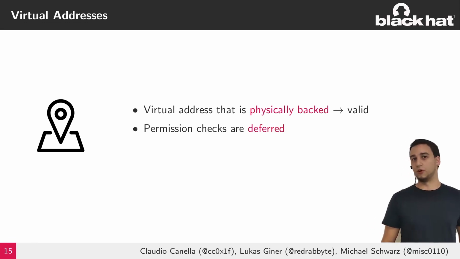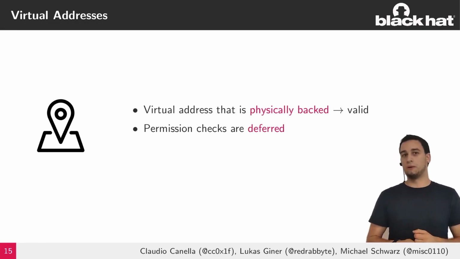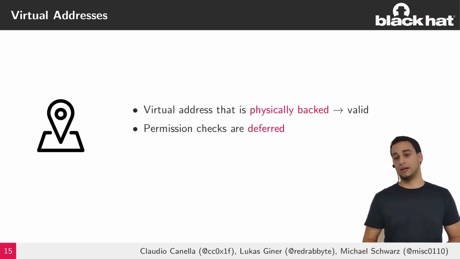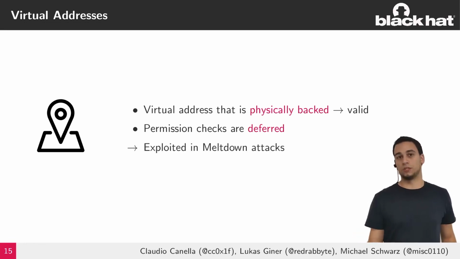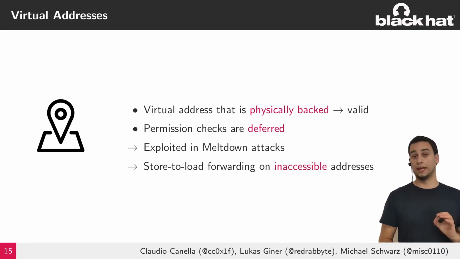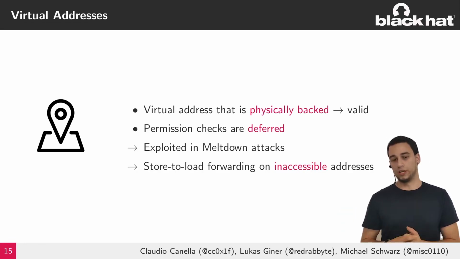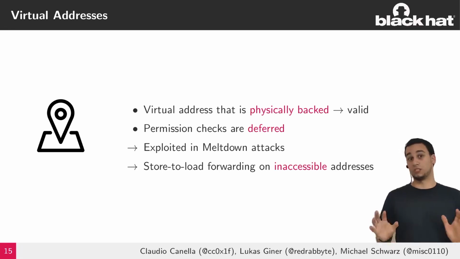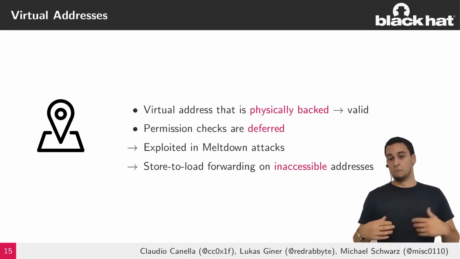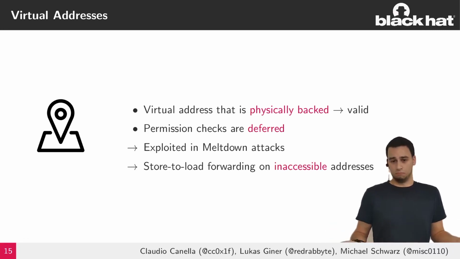The interesting thing that we already know from Meltdown is that permission checks on Intel CPUs are a bit lazy and they're not done up front, but at some point in between. That's what was exploited in the Meltdown attack, and we want to exploit the same thing. What happens with this store to load forwarding when we store some data to an address and then read it back, but this address is inaccessible? So it's still valid. There's a physical page behind it, but maybe it belongs to the kernel, so we couldn't access it. Does this mechanism still trigger?